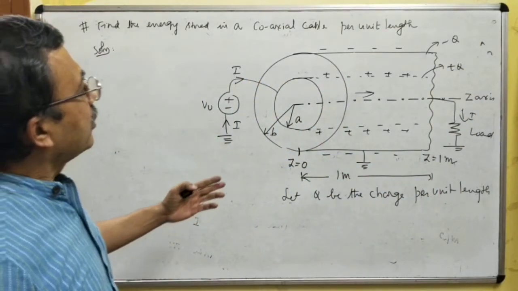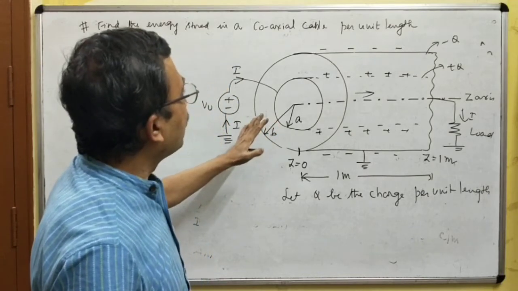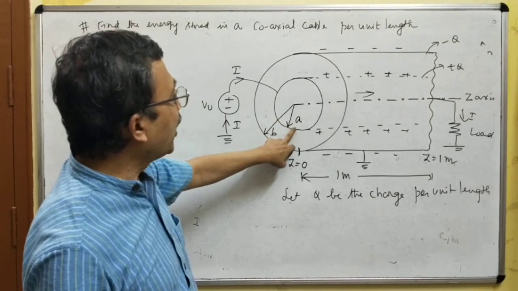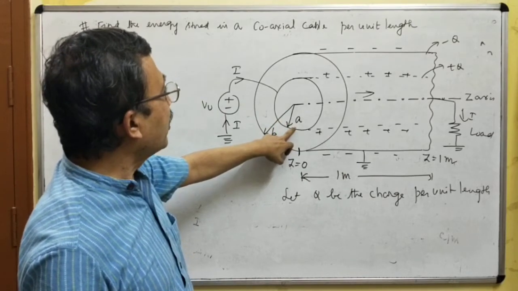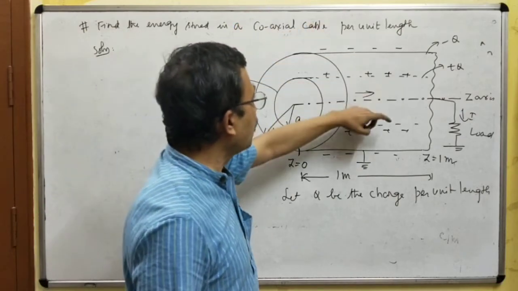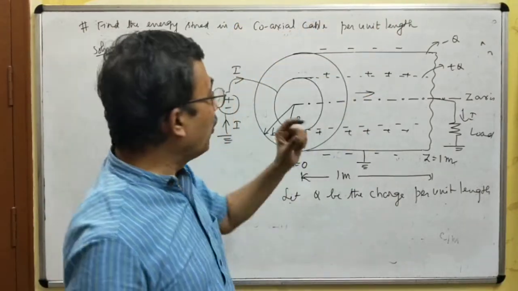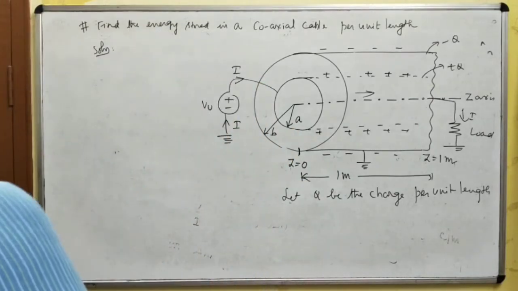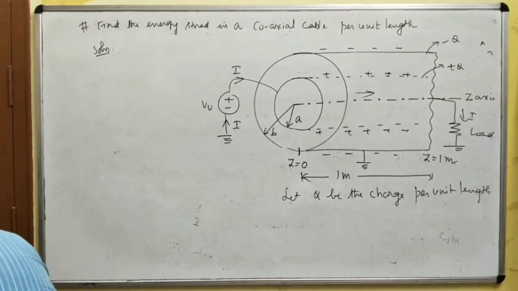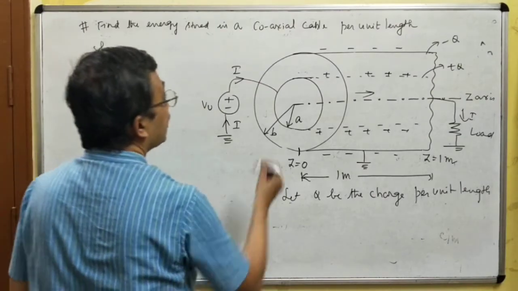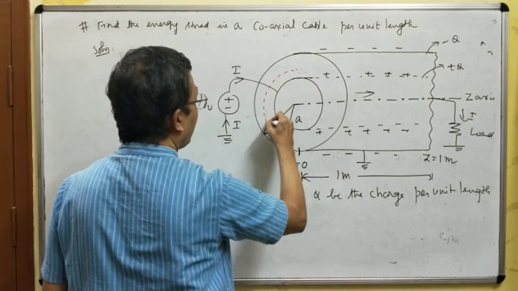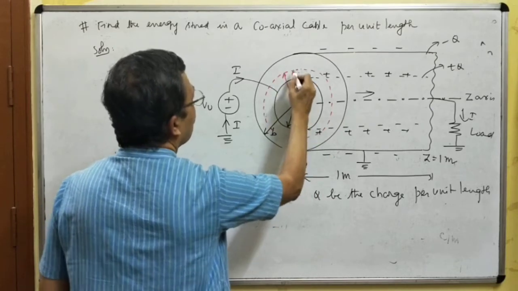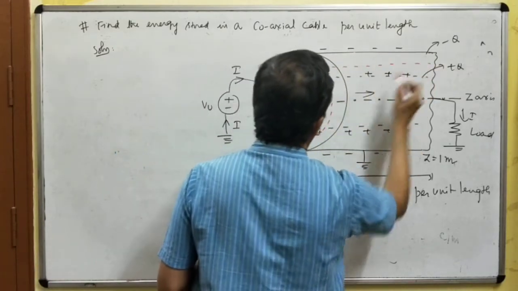Correct? There is no electric field for rho less than A. This is in a cylindrical system. When rho is less than A, there is no electric field intensity. When rho is greater than B, what is the net charge enclosed? Plus Q minus Q, 0. Only when rho varies from A to B, you will have electric field intensity. Very, very important. I will construct a Gaussian surface, which is a cylinder. This is a Gaussian surface, which is a cylinder of radius equal to rho and length equal to 1 meter.